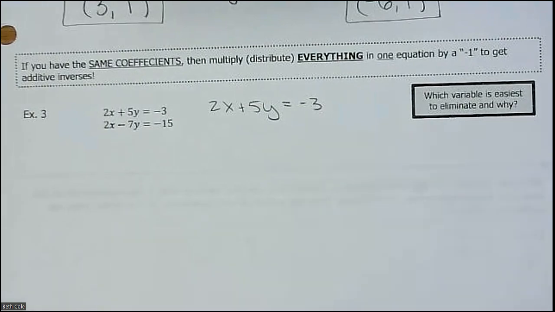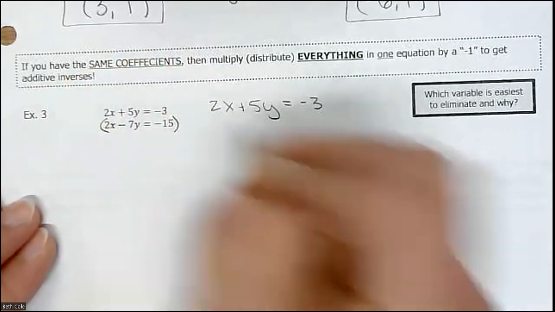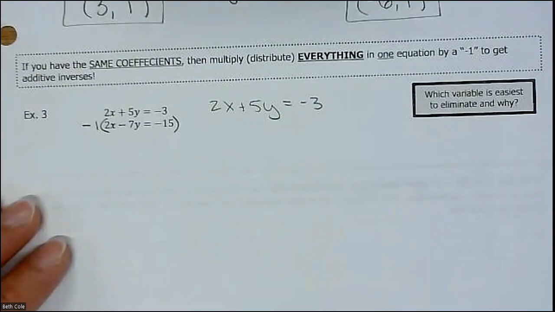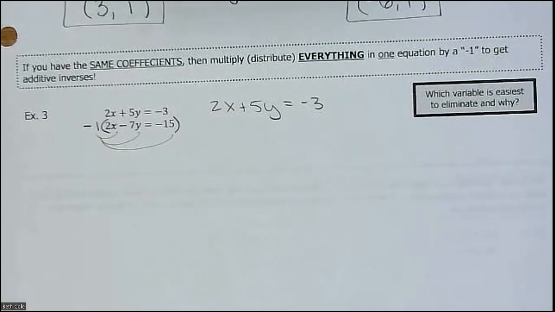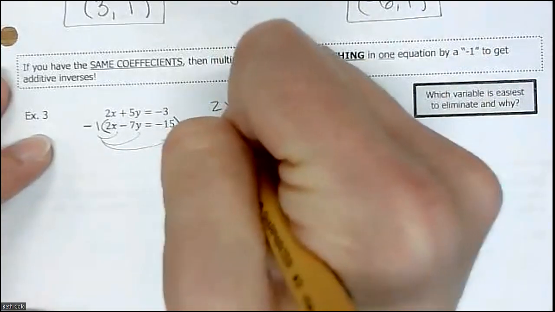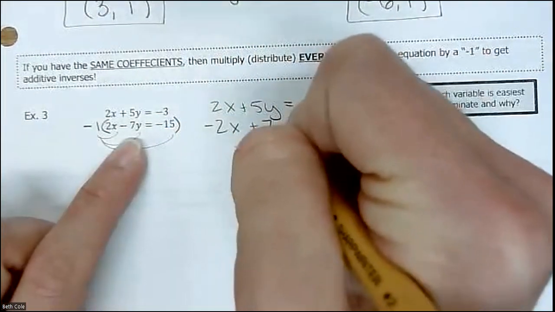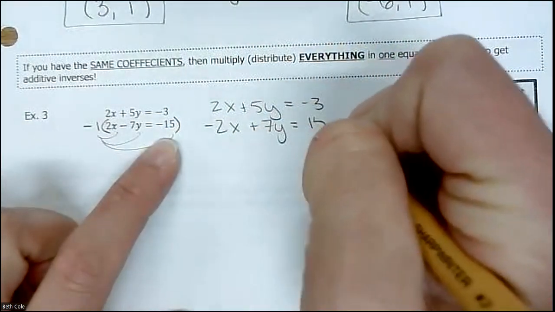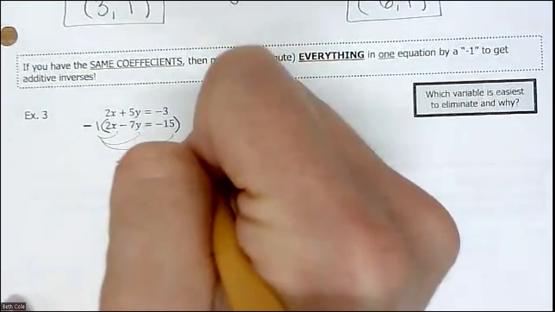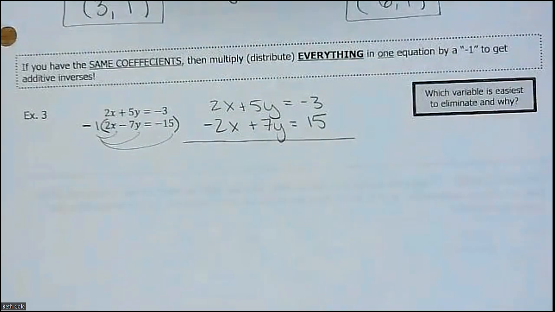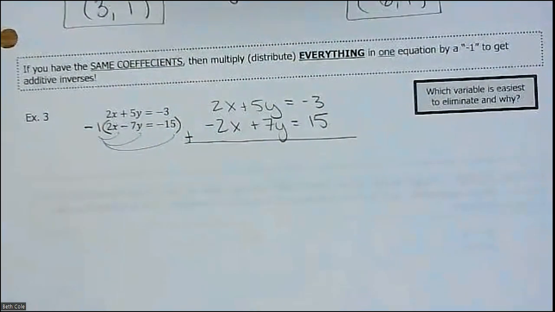Sure did. The other one, you're going to take the whole thing and multiply it by a negative 1. Wow. Everything is going to switch signs. Just going to negate. Negative 2x plus 7y equals positive 15. And now, do you see how they will eliminate when you add them together?